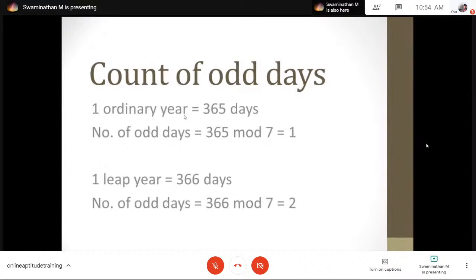See, one ordinary year, 365 days. So the number of odd days in an ordinary year is 1. 365 mod 7 is 1. In a leap year, 366 days. So the number of odd days in a leap year is 2. You have to remember this. Otherwise, you have to divide 365 by 7 and get the remainder. So remember, an ordinary year has 1 odd day. A leap year has 2 odd days.